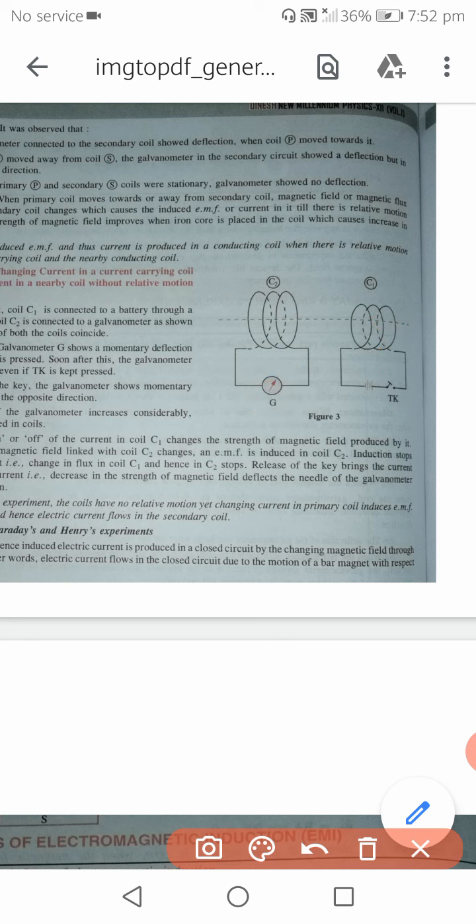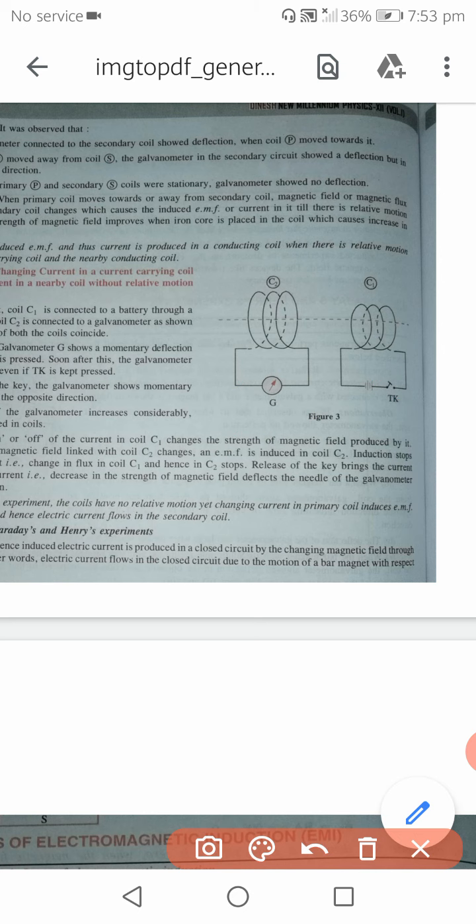I think it is clear. As soon as it is closed, the switch is on, it shows deflection. Now if the switch remains on for a long period of time, it will not show deflection anymore. Just at the moment it is on, it shows deflection, and then it stops. Again it shows deflection when the switch is turned off, meaning open. It shows deflection at the moment of switching on, and at the moment when it is switched off.